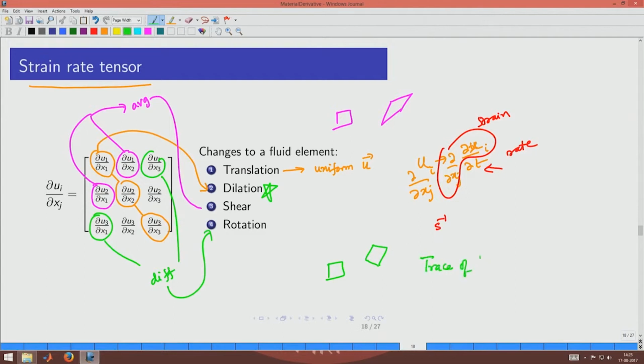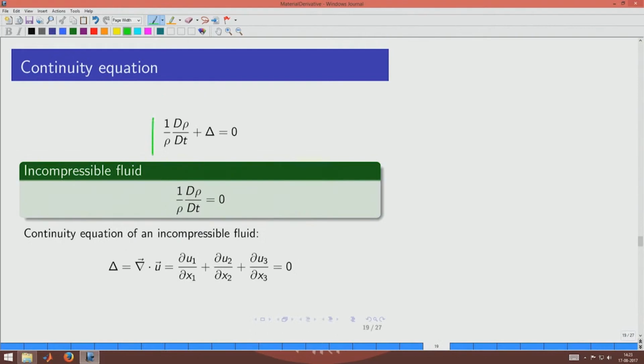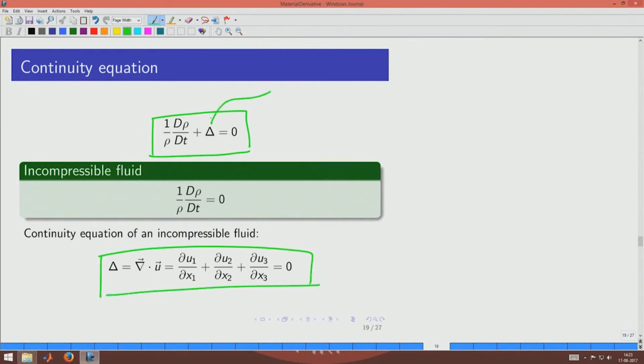The trace of dou ui by dou xj is nothing but this, right. Because of this, we want to give it a symbol and call it the rate of dilation, and that is what we are going to write here. In the continuity equation, wherever we have the divergence of velocities, we want to put a symbol there, so we define that symbol here, and the symbol is basically the rate of dilation, defined like this.